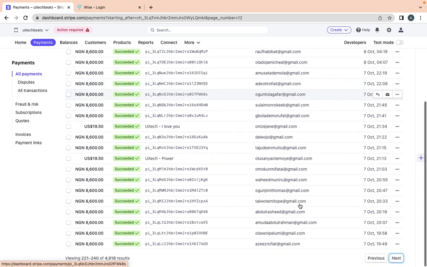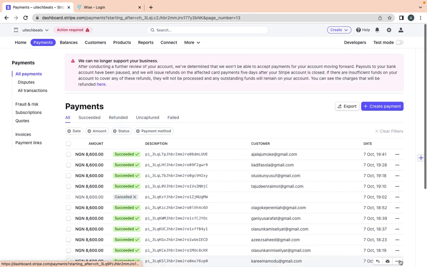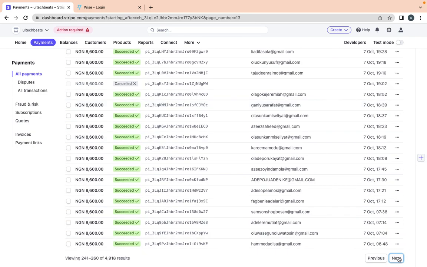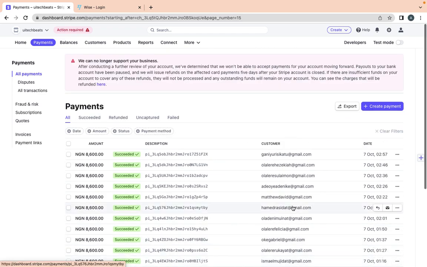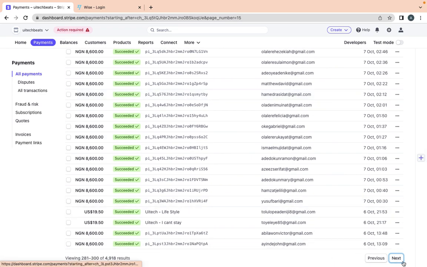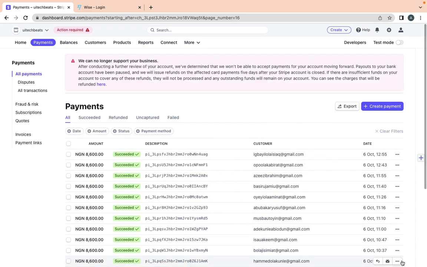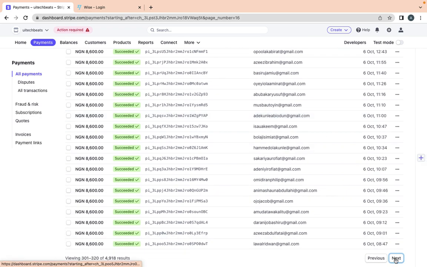And the reason why my account was blocked was because I was doing a lot of cards. I was doing about 70 transactions every day. About 70, and that was a lot.